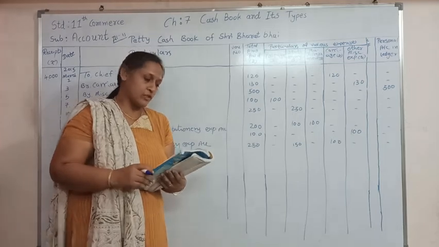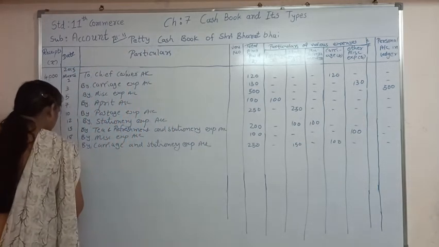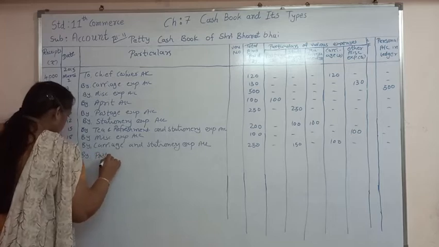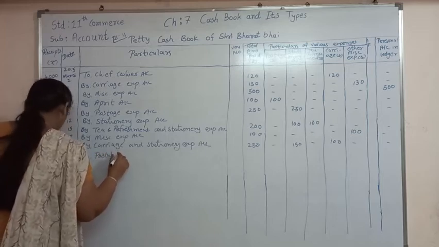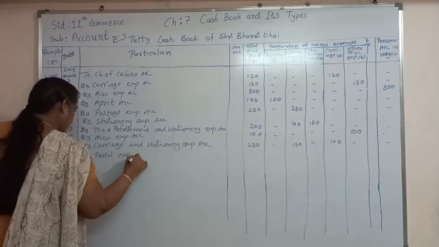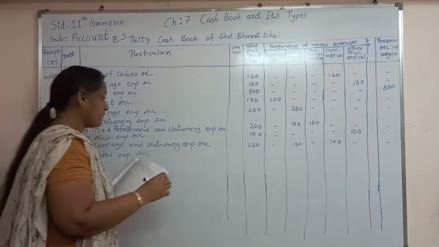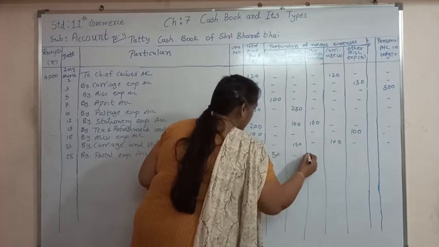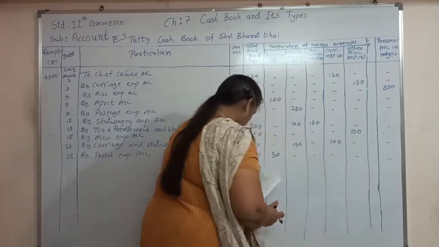Now let's see on 28th. 50 paid for postal stamp. On 28th, by postal expense account, and the amount is 50 rupees. This 50 is postal expense.